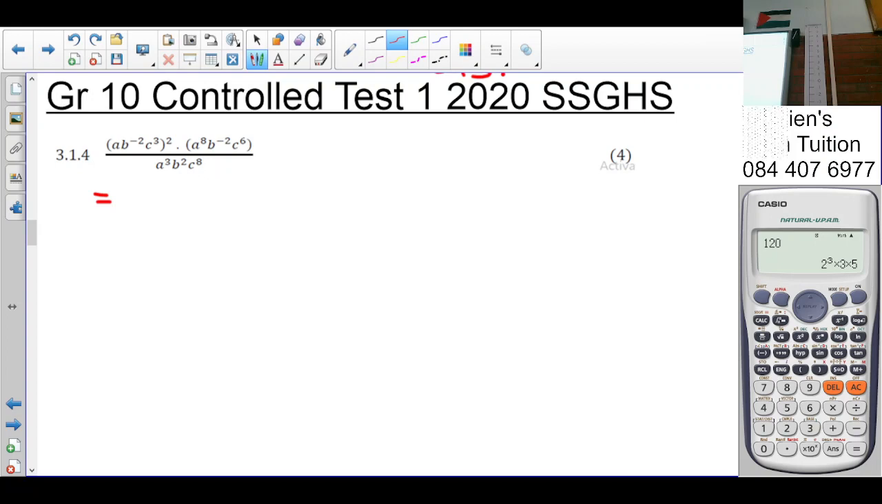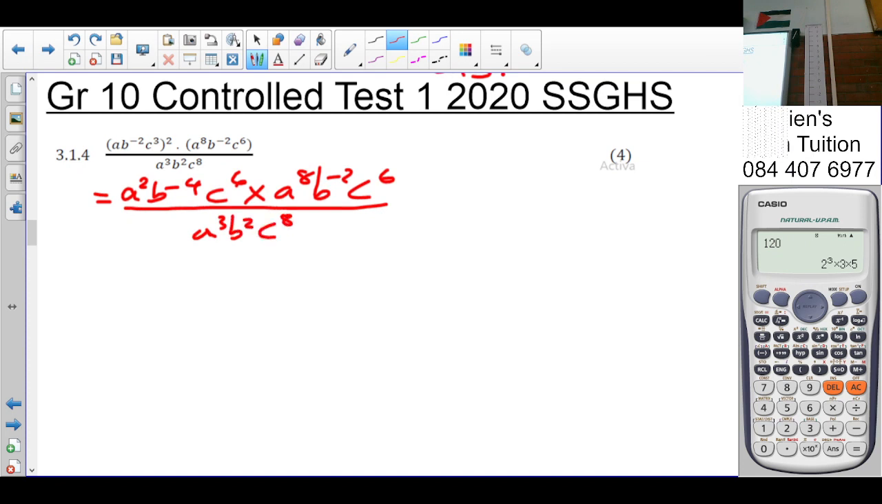So we multiply the exponents out in the first bracket, so that will be a squared b to the minus 4 c to the 6 times a to the 8 b to the negative 2 c to the 6 over a cubed b squared c to the 8. When you're multiplying with the same base, we add the exponents. When you divide, you subtract. So that will be a, 2 plus 8 is 10 minus 3. b, negative 4 plus negative 2 is negative 6 minus 2. Times c, 6 plus 6 is 12 minus 8.